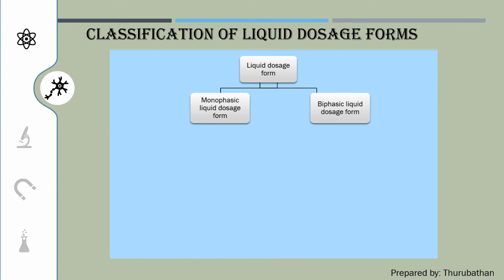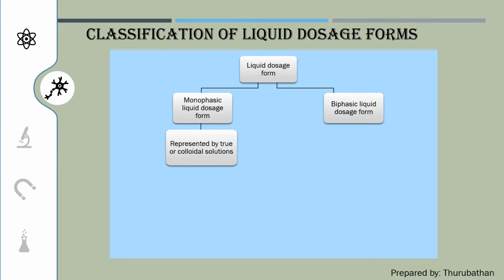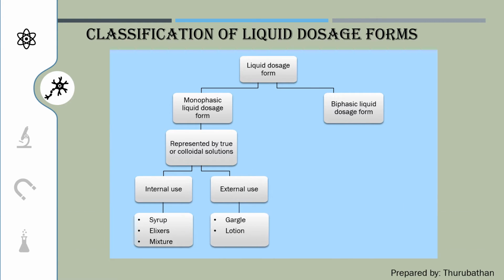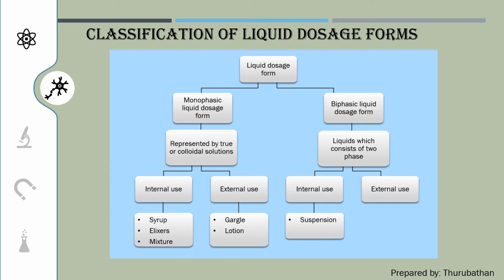Liquid dosage form can be classified into two categories, which are monophasic liquid dosage form and biphasic liquid dosage form. Monophasic liquid dosage form is represented by true or colloidal solutions. It can be used for internal use and external use. Meanwhile, biphasic liquid dosage form is liquid which consists of two phases. They can also be used for internal use and external use.